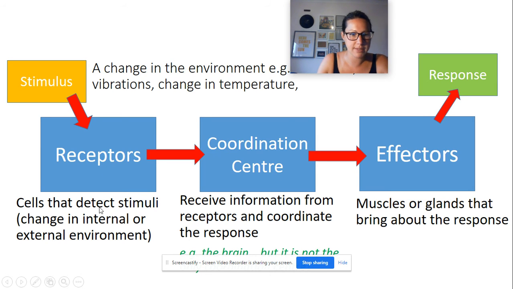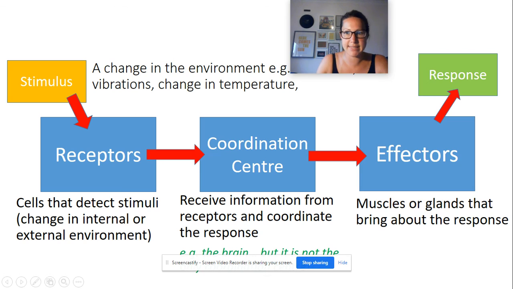So the receptors are cells that detect stimuli. They're specialized, they're specific to the stimulus. So, for example, the receptors in your eye wouldn't be able to detect smell, and the receptors in your ear wouldn't be able to detect a change in temperature. So they're very specialized to the stimulus involved. The coordination center, like we've said, is often the brain and the spinal cord, but not always, as you saw in the previous example. And then our effectors are always a muscle or gland that bring about a response.